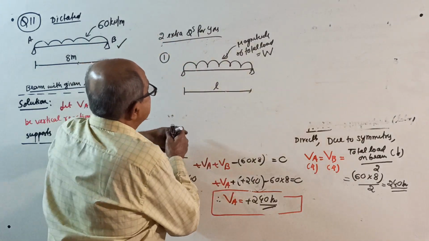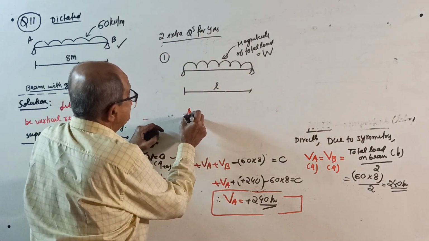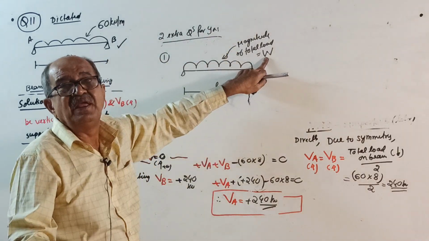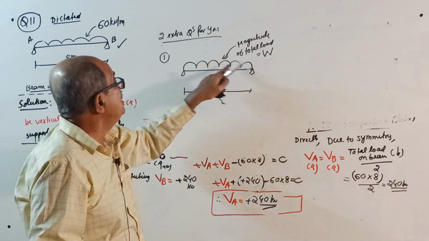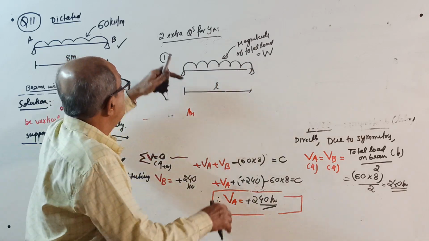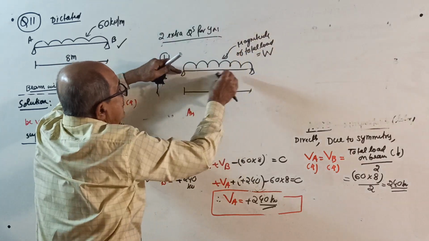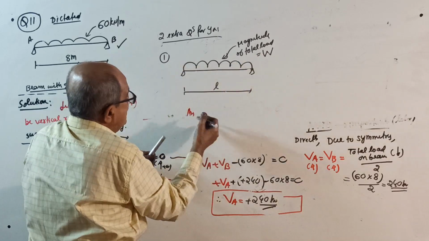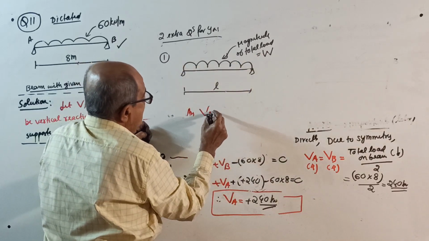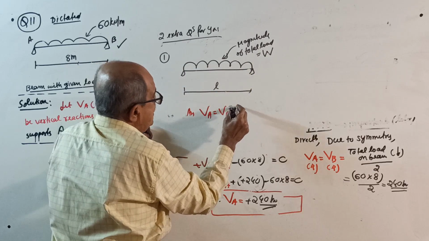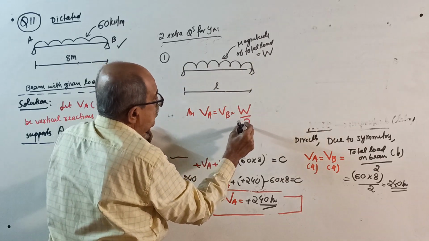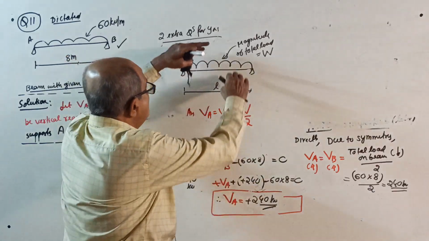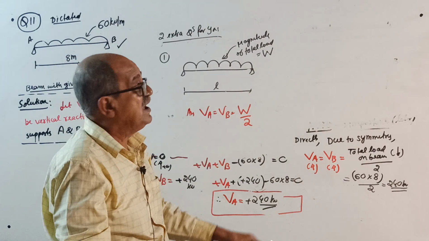Now, I will give the answer for you. You try it. See, when you want total load, you write W only. Don't write W into L, L is not there. See, when you take moment about A, minus VB into L plus total load W into L by 2. Your answer, VA equal to VB equal to W divided by 2, no L. By symmetry also, same answer.